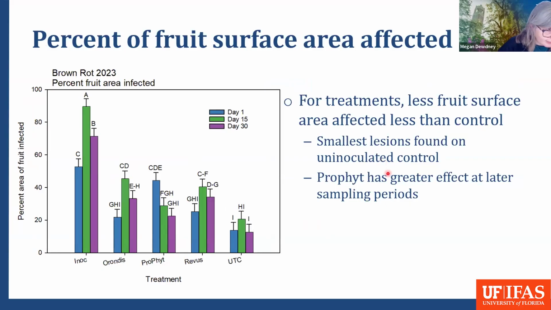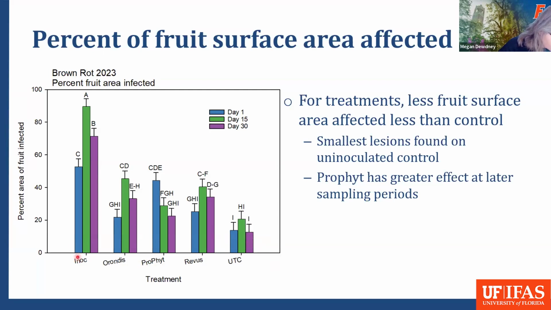So when we looked at the percent of the fruit surface area affected, we see similar results. Here's our percent area infected from 0 to 100, and then our treatments at the bottom. We only had about 15 to 20% of the fruit surface infected for the uninoculated untreated control.